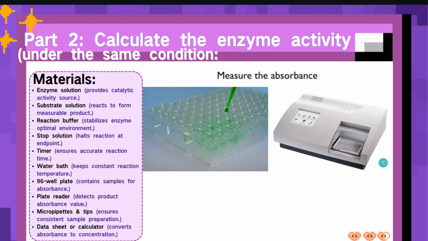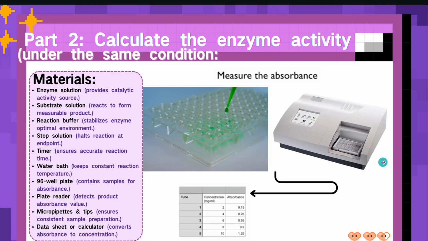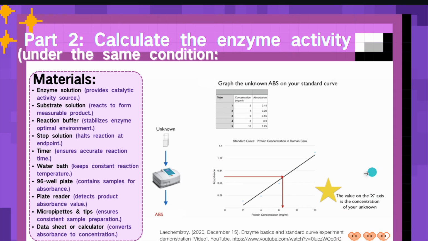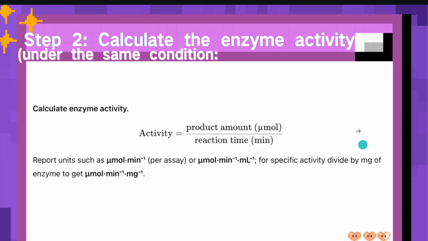After measuring their absorbance, we will get another form with the absorbance and concentration. However, here we may have 3 samples in one group since we want to decrease the systematic error and the random error and then avoid some mistakes. We will then use the absorbance data we have here to find the value on the x-axis, which is considered as the concentration of the products. When we know the product's amount and the reaction time, we can calculate the enzyme activity.